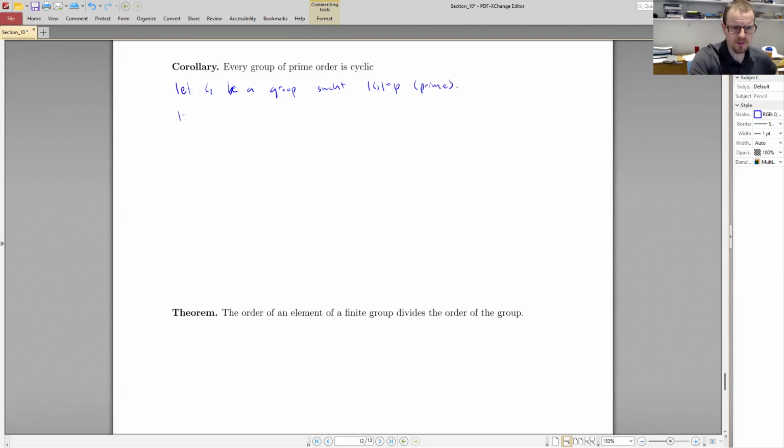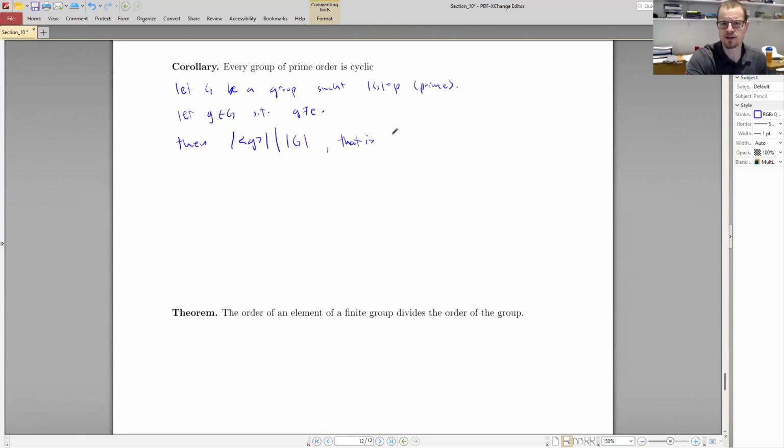Excellent. And we want to let g be in the group G such that g is not the identity, right? Because the subgroup generated by e is just e, just the identity. Then, according to Lagrange's theorem, the order of the subgroup generated by g must divide the order of the group G.